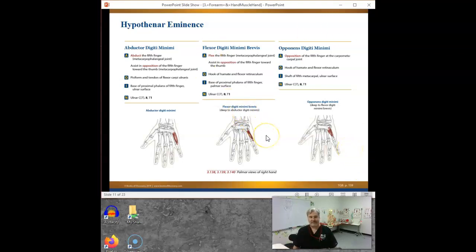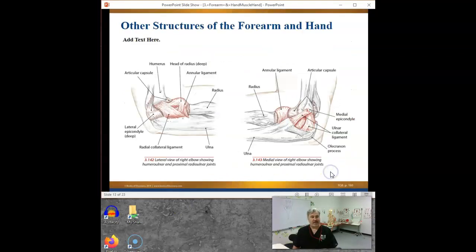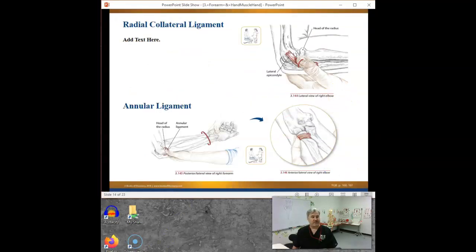Yeah? And so that is the abductor digiti minimi, flexor digiti minimi brevis, and opponens digiti minimi. And they make up your hypothenar eminence. And that is that.